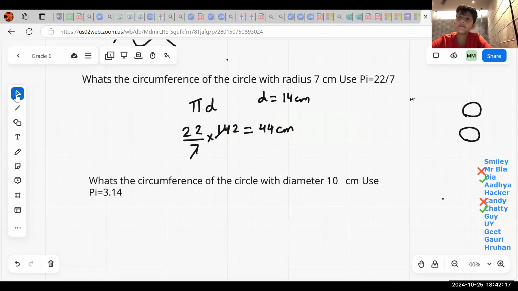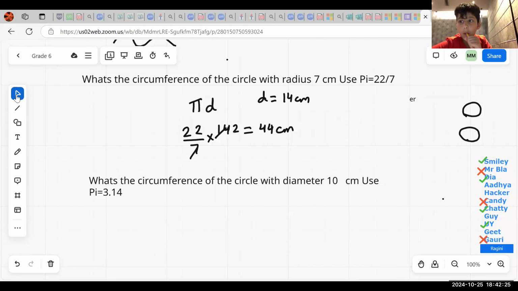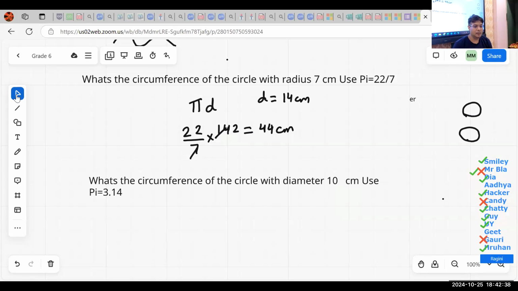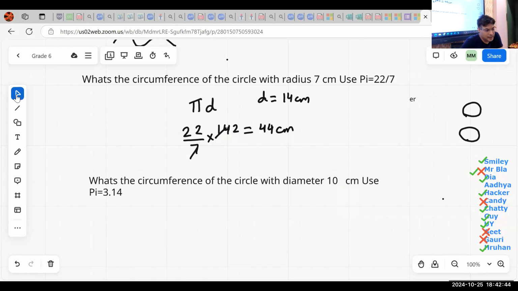Sir, those who got it correct, can they have their break? Ma'am. So I sent my answer. Geet, Candy, Gauri, and Adya.